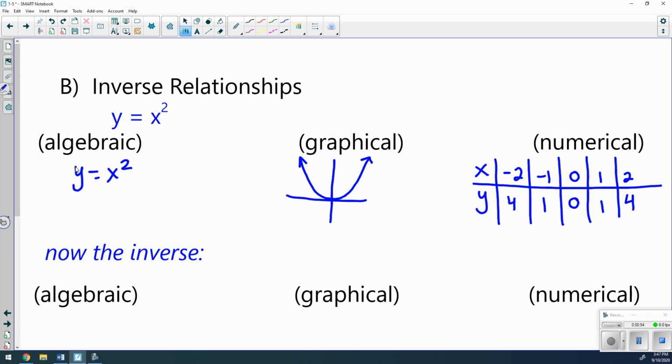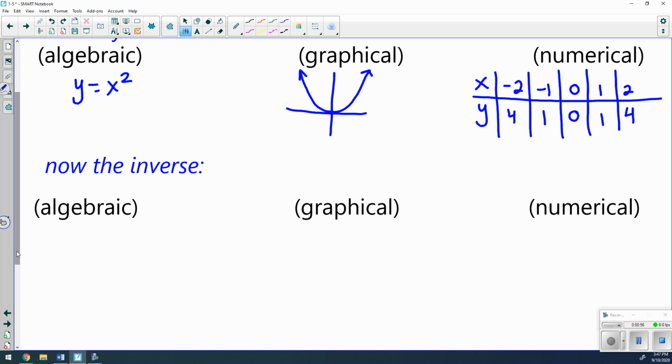Now, the inverse of that, what's the opposite of a square function? The opposite is the square root. Remember that when you square root something, you have a positive and a negative root, or a principal and a negative root. So the inverse of y equals x squared is technically y equals plus or minus the square root of x. What this looks like graphically is the positive square root and the negative square root joining together to form that sideways parabolic shape opening to the right.